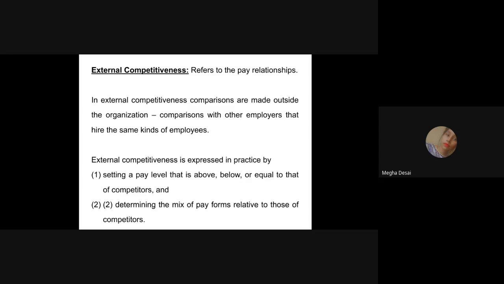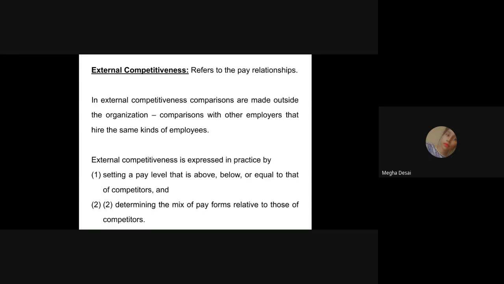Okay. Now we have external competitiveness, which is going to be expressed and practiced in the organization on the basis of setting a pay level that is above the competitors, or maybe below the competitors, or we are going to match the competitors, setting it equal to the competitors.